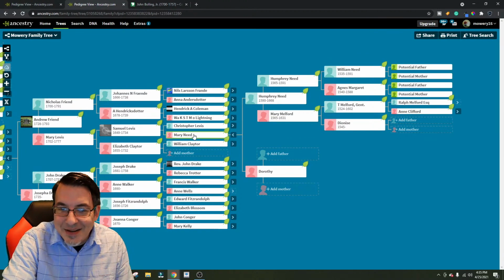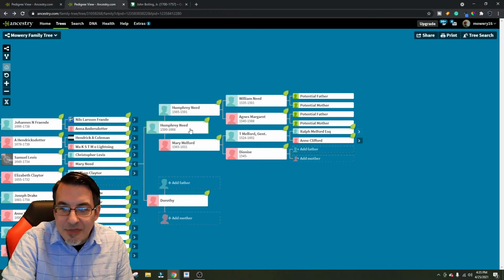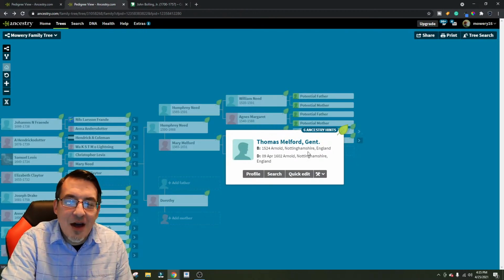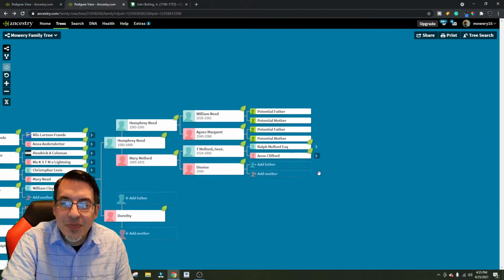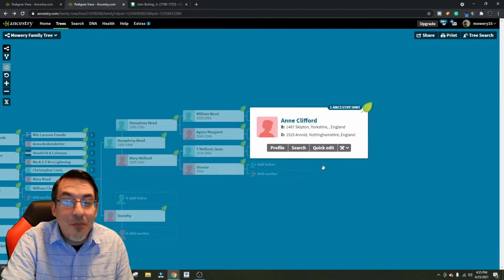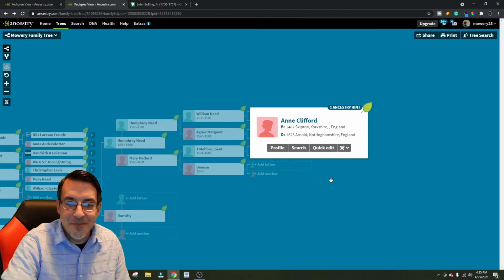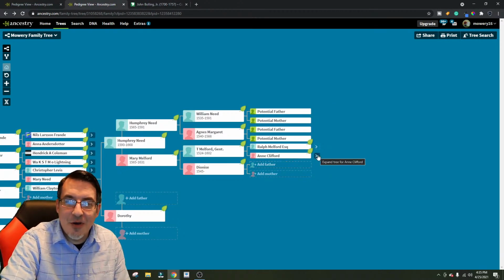Mary Need is her name. Now, through her family tree, you get to this guy here, Thomas Melford Gentleman, is how he's listed. He's from Nottinghamshire in England, 1524. Why he matters is because of who his mother was. Anne Clifford of Skipton in Yorkshire. Now, if you're from the UK, especially that part of the UK, you're going to understand why you get excited when you see the name Clifford from Skipton.